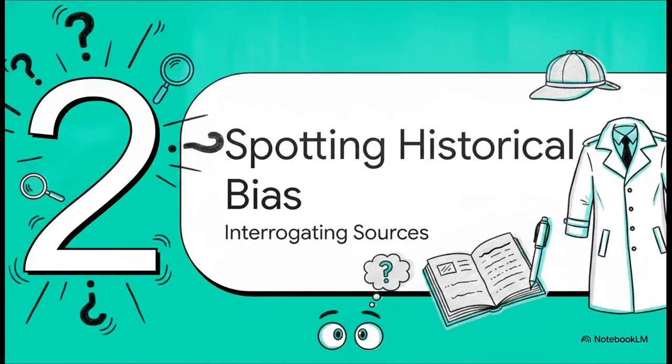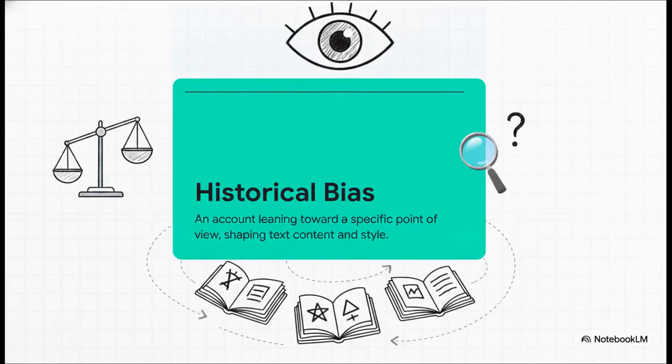Moving right along to Section 2, Spotting Historical Bias. Because this recent history is still so fresh and honestly so highly debated, you absolutely need to know how to interrogate a source. This is the very first tool in your historical detective's toolkit. So let's define it clearly. Historical bias is when an author's account leans toward a specific point of view or interpretation of events, and that leaning shapes the content and the style of the text.